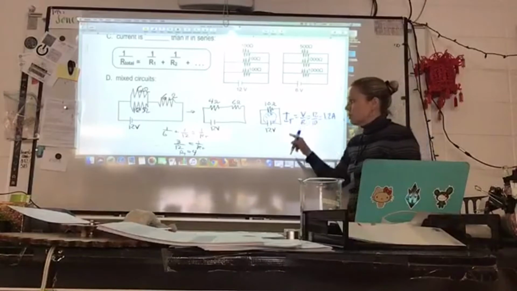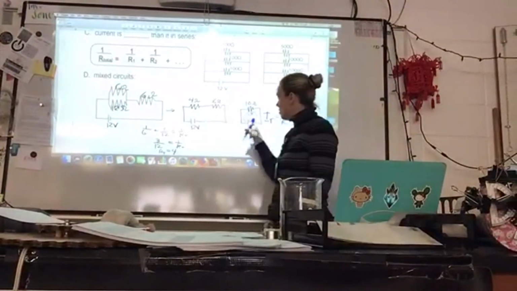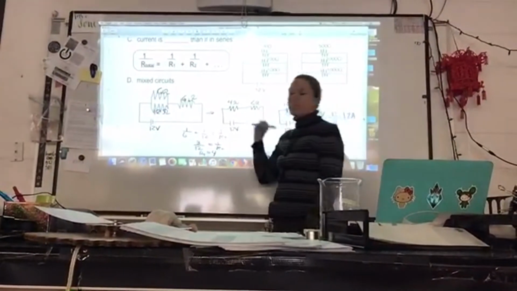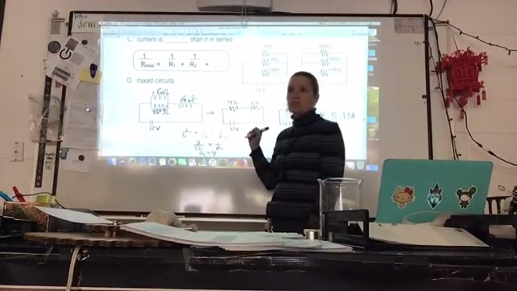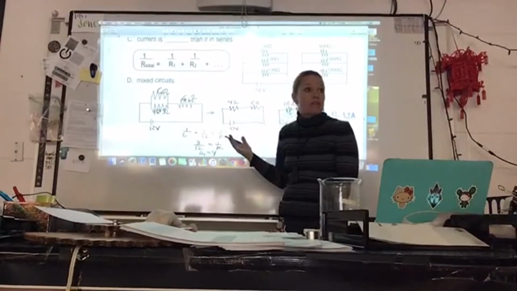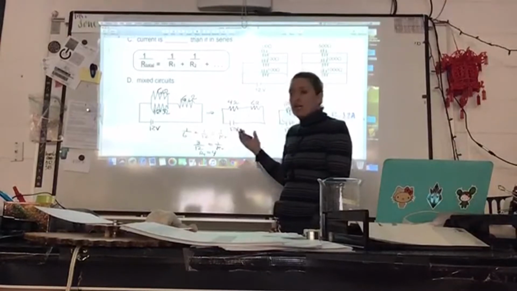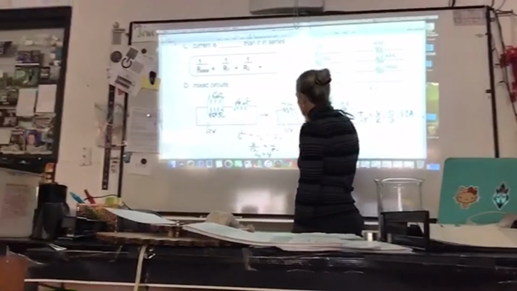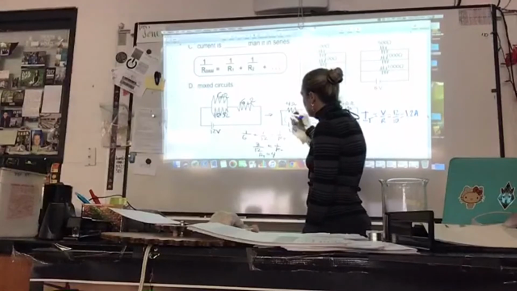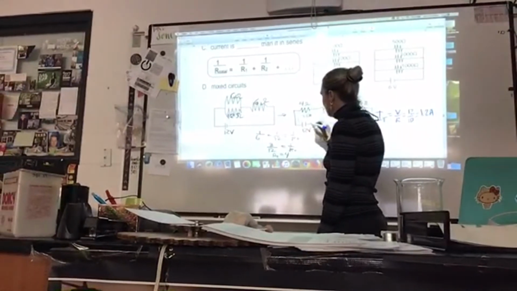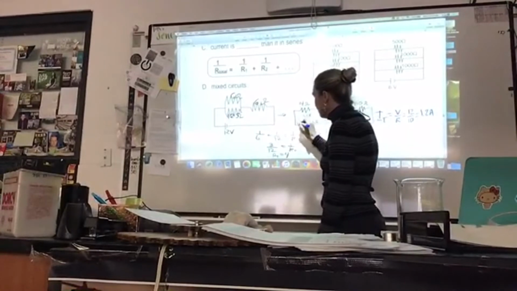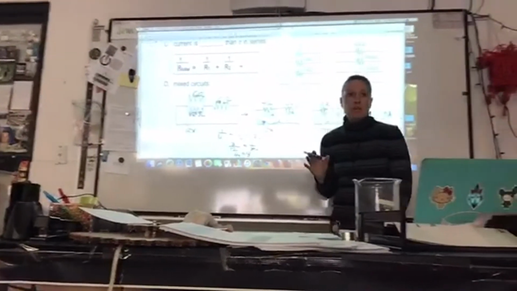Now, let's go back here. What can you tell me about the 1.2? Where does it exist? Everywhere. There's only one path. If there's only one path, the current has to be the same everywhere. So I'm going to go like that. Or if you'd like, 1.2 amps coming into the battery, 1.2 amps leaving the battery, 1.2 amps everywhere.